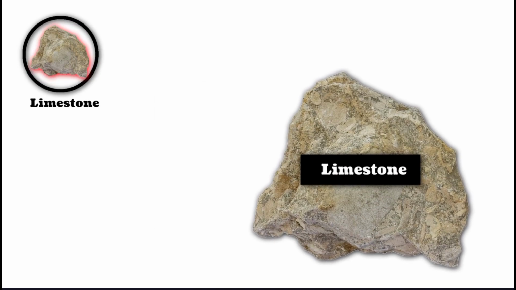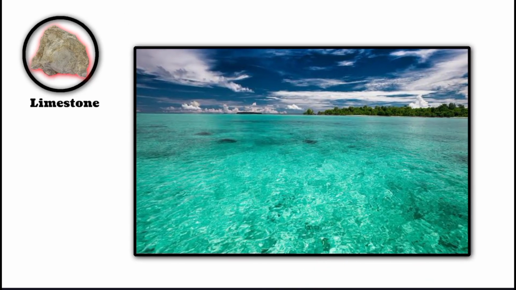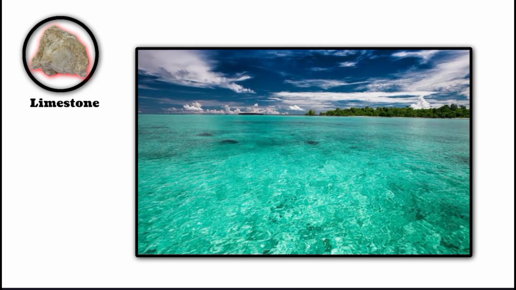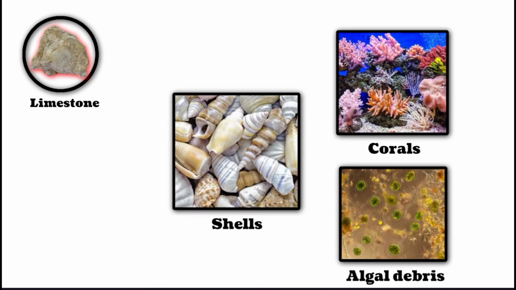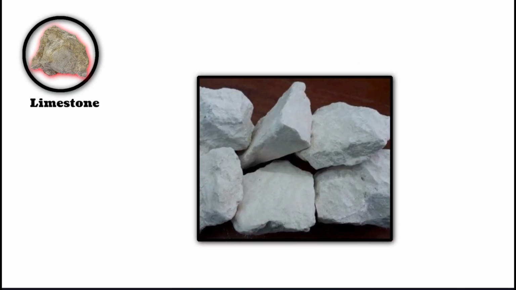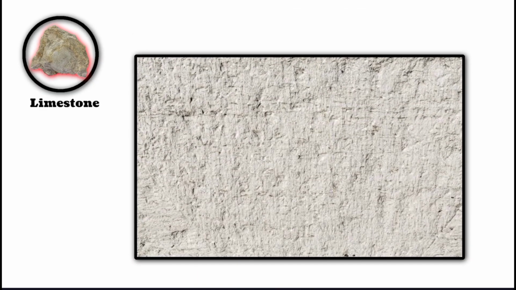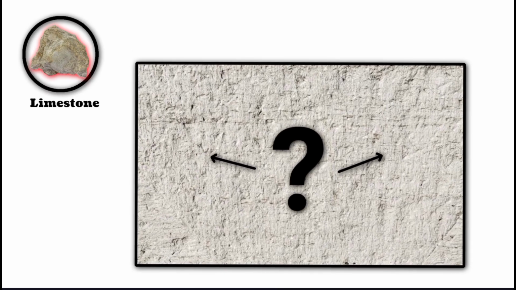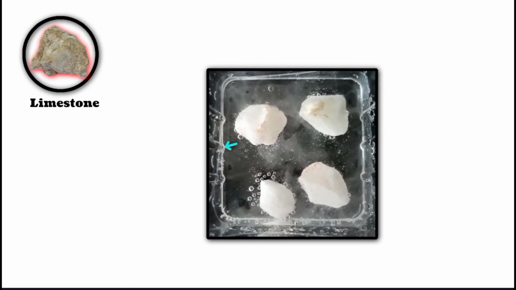Number 6. Limestone. This is a biological powerhouse. Most limestone forms in clear, warm, shallow marine waters from the accumulation of shell, coral, and algal debris. It is made of calcium carbonate, which makes it chemically reactive. If you're ever unsure if a rock is limestone, a drop of weak acid or even strong vinegar will make it fizz as it releases carbon dioxide.